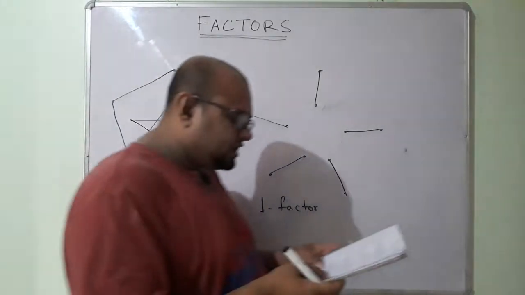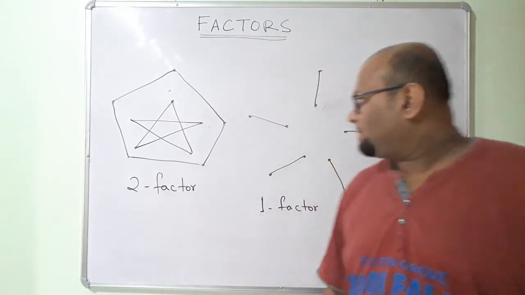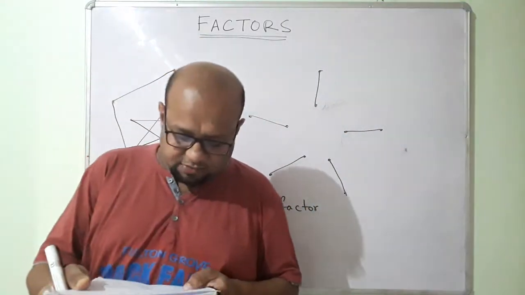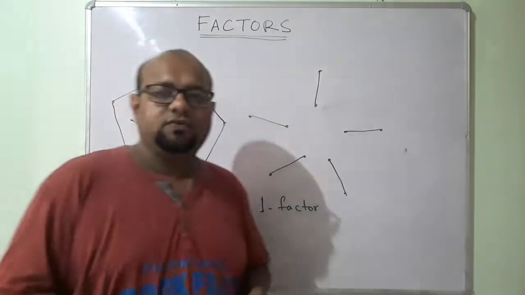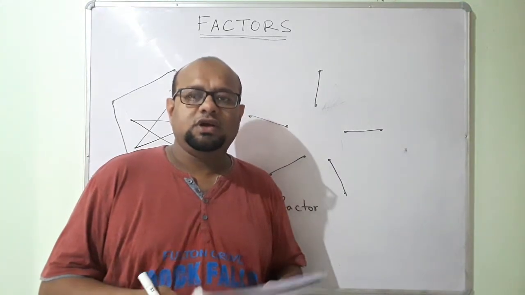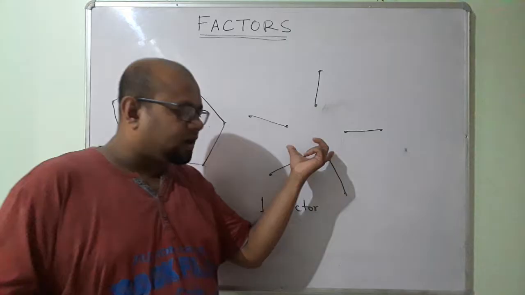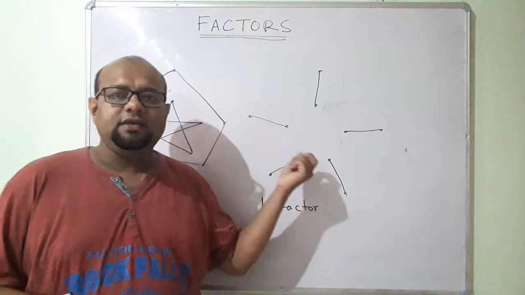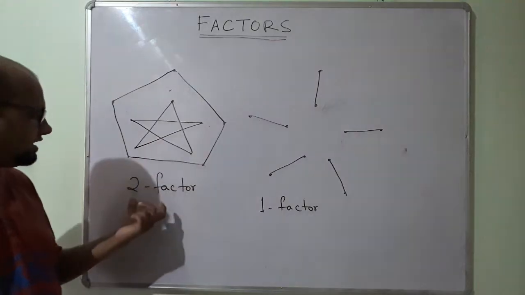So you have seen that the Peterson graph has a 1 factor and a 2 factor. Now the Peterson graph itself, I believe it is a 3 factor. So it is a regular graph where each of the vertices has a degree equal to 3. Out of that Peterson graph, we got this 1 factor where we have all the original vertices, so it is spanning, and each vertex has a degree equal to 1. So it's a 1 factor. Here it's a 2 factor.